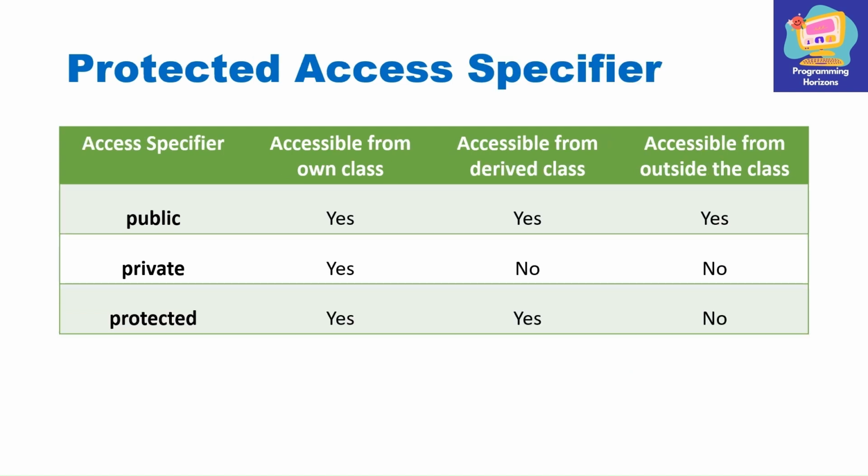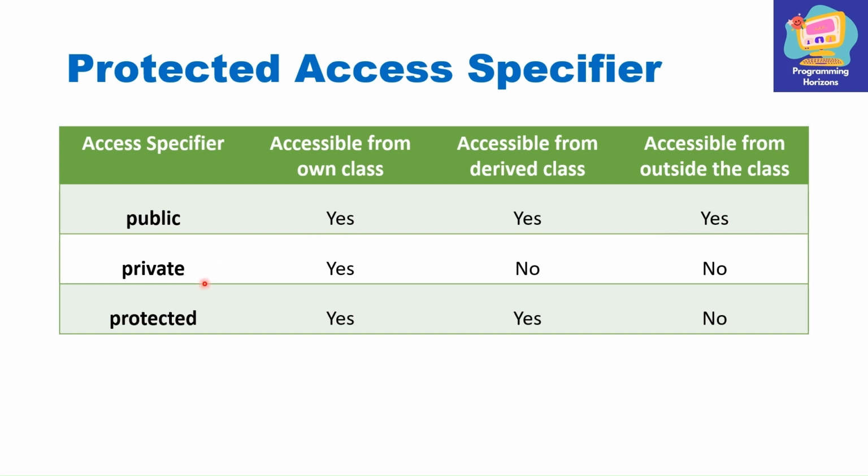We already know that there are three types of access specifiers, namely public, private and protected. Public members are those which are accessible from within the class in which they are defined and also accessible from the derived class and from the outside world.